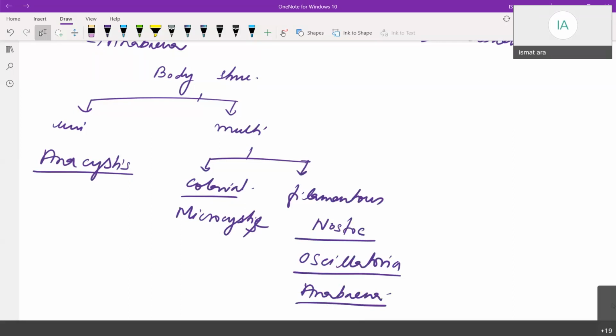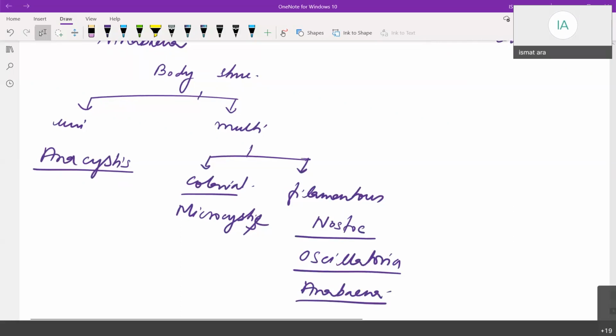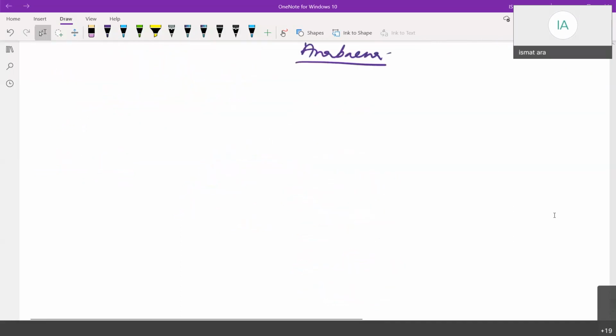So let us see the diagram of a typical blue-green algae. We have just seen the diagram of a typical bacteria, students. The structure of bacteria we saw in previous lectures. So if you see the structure of cyanobacteria.